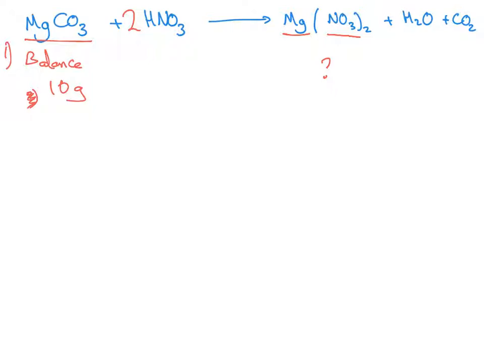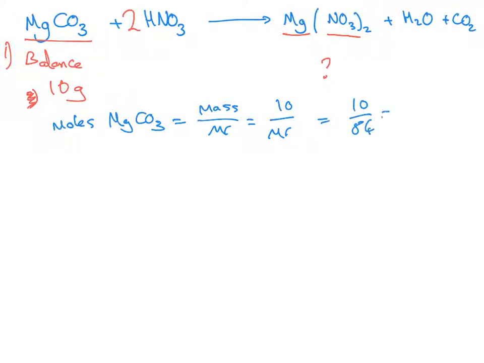But you should find that the moles of MgCO3, magnesium carbonate, is mass over mR. So that's 10 over the mR. You should have calculated that the mR is 84. So therefore the moles are 0.12. I'm just going to round it to that.